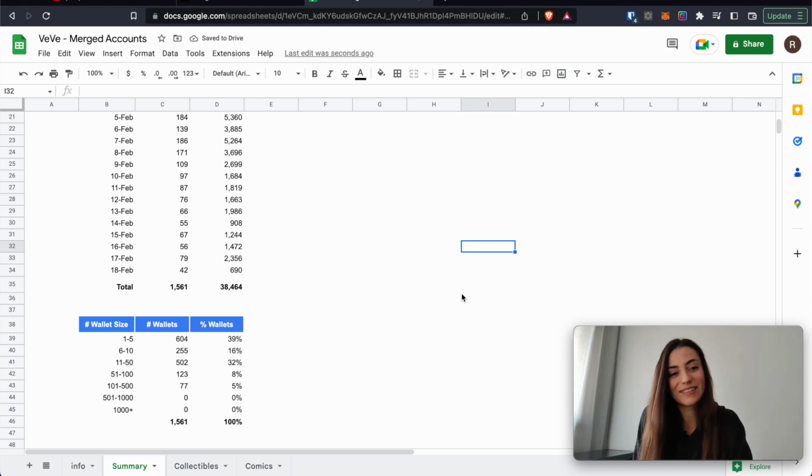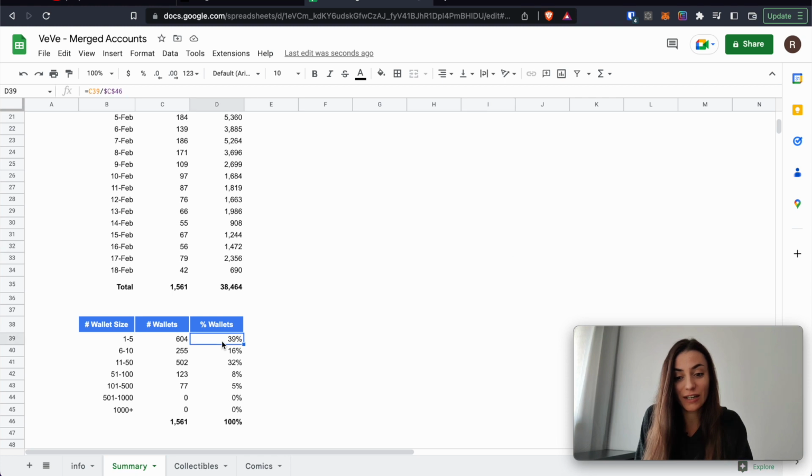Next I wanted to look at what the average wallet size of those merged accounts was. And as I said previously, there were actually a lot, like 40% of the wallets that have merged up until today were quite small wallets, only holding 1 to 5 collectibles. And we actually don't have any big whale wallets that have been merged so far. So all wallets that have been merged had less than 500 collectibles.